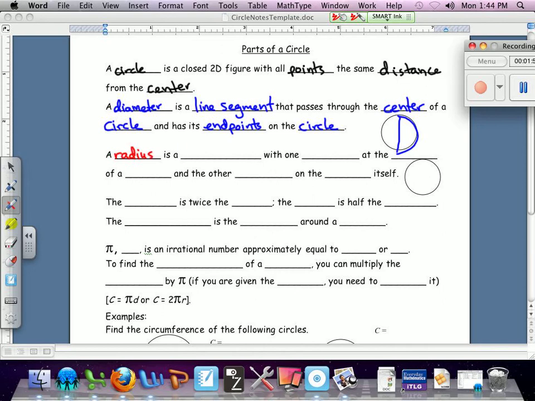The radius is a line segment with one endpoint at the center of a circle and the other endpoint on the circle itself.